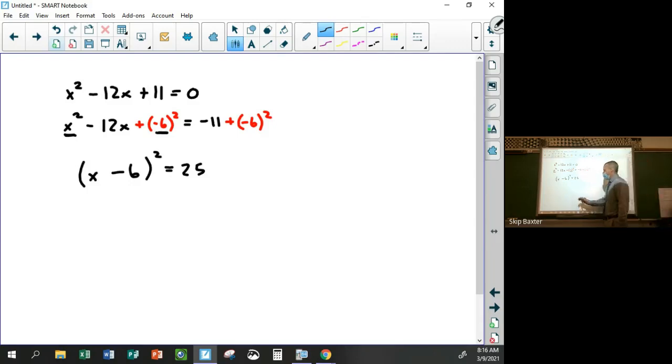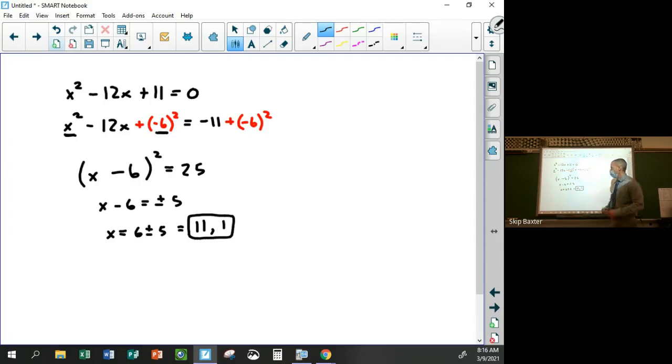Square root both sides. X minus 6 equals plus or minus 5. And add 6 to both sides. X equals 6 plus or minus 5. So there's two answers. 6 plus 5, which is 11. 6 minus 5, which is 1. Those are the two answers.